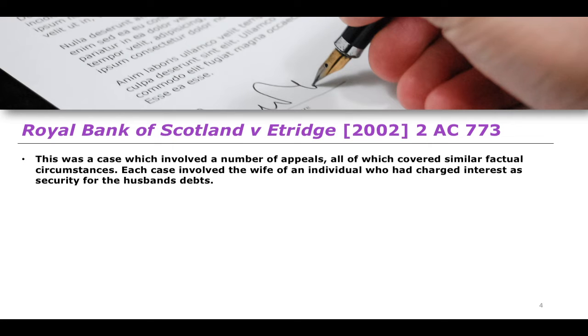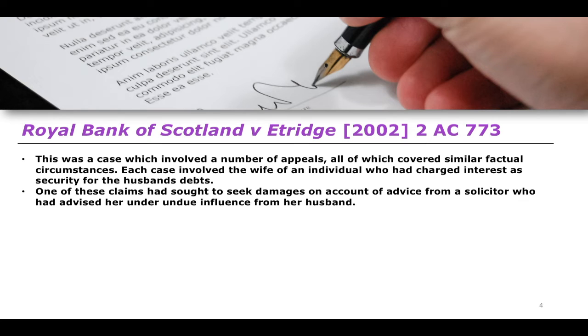There are numerous cases in English law which have similar kinds of structures, and each case involved the wife of an individual who had been charged interest as security for her husband's debts. One of these claims sought damages on account of advice from a solicitor who had advised her under undue influence from her husband. So this had provided what would be traditionally defined as some kind of inadvertent pressure which advantages one side.